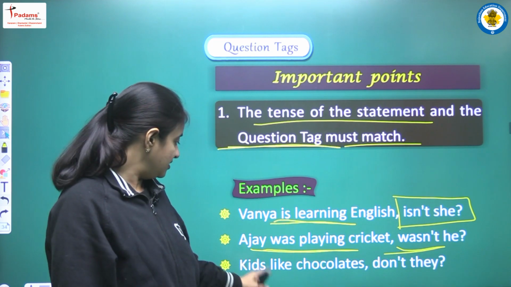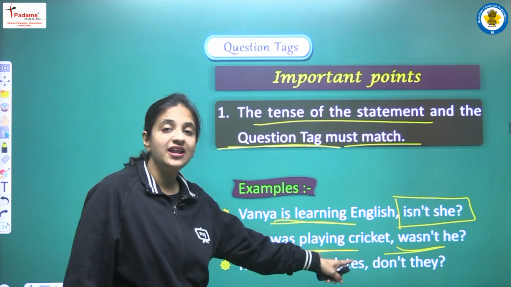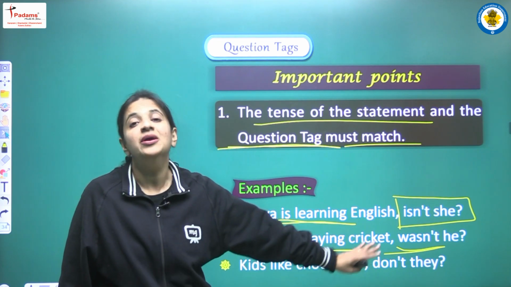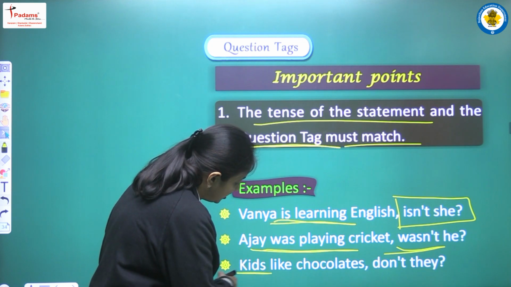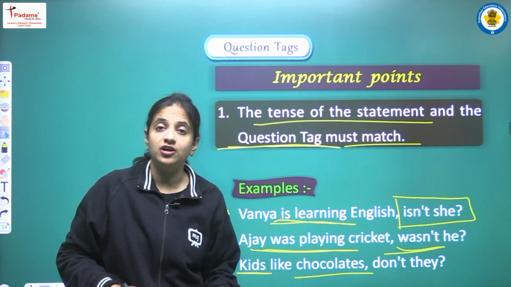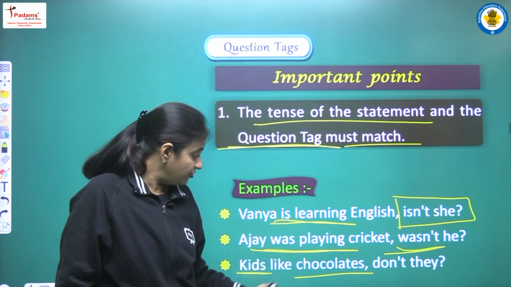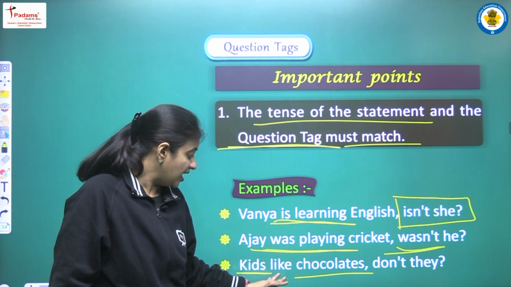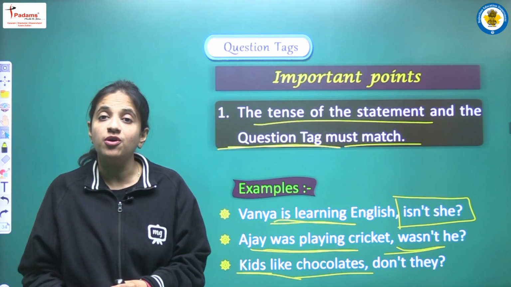One more example here: kids like chocolate. In this sentence we have no helping verb. So now we have to be very careful regarding the subject and the main verb. We have kids, that is a plural subject, and with the plural subject we have like, that is a main verb, and we have the first form of the main verb.